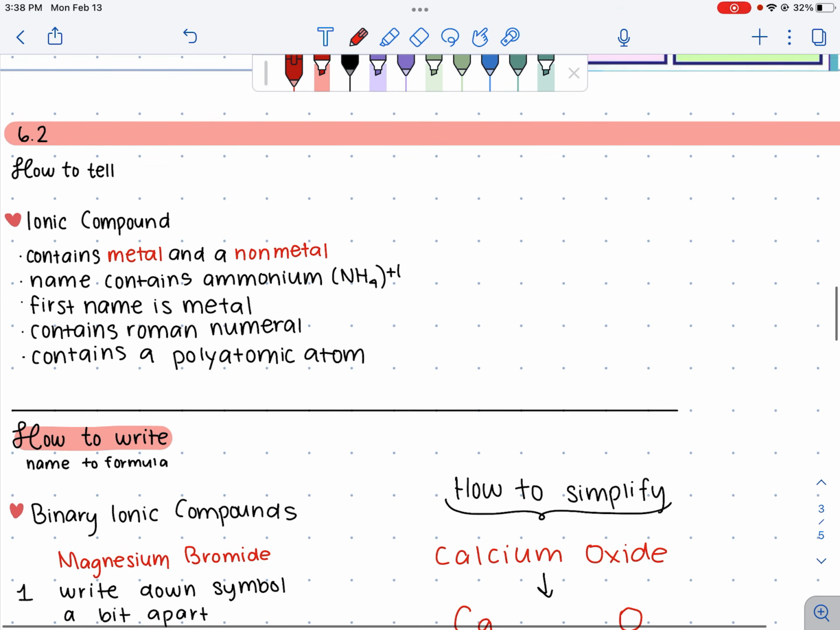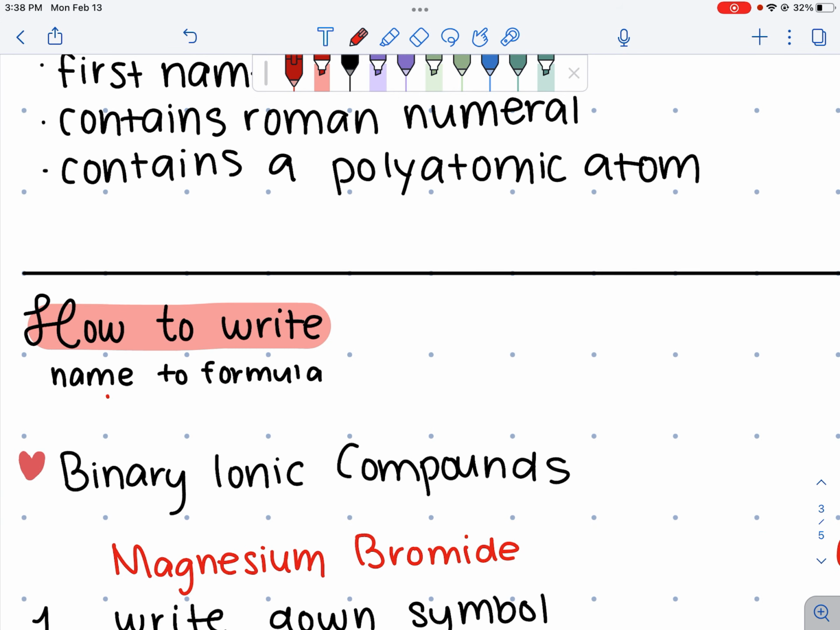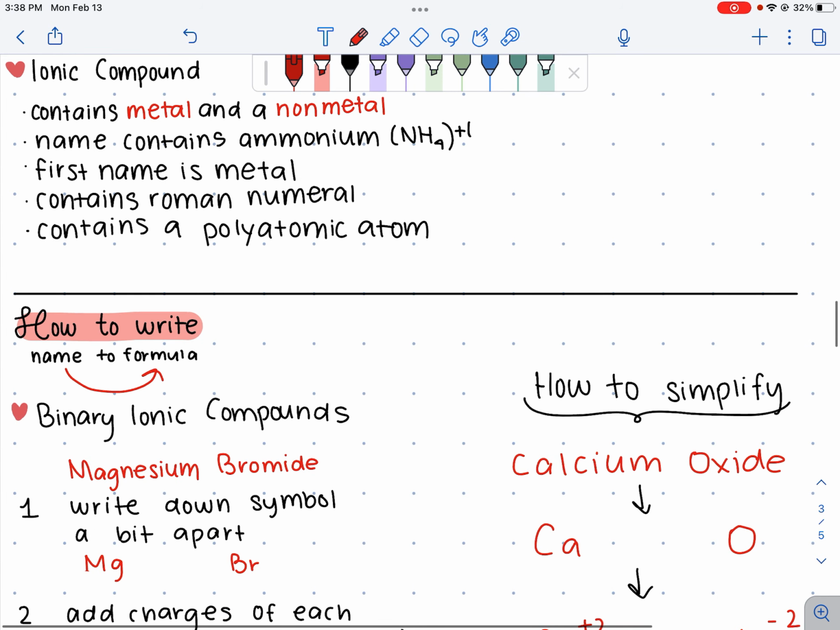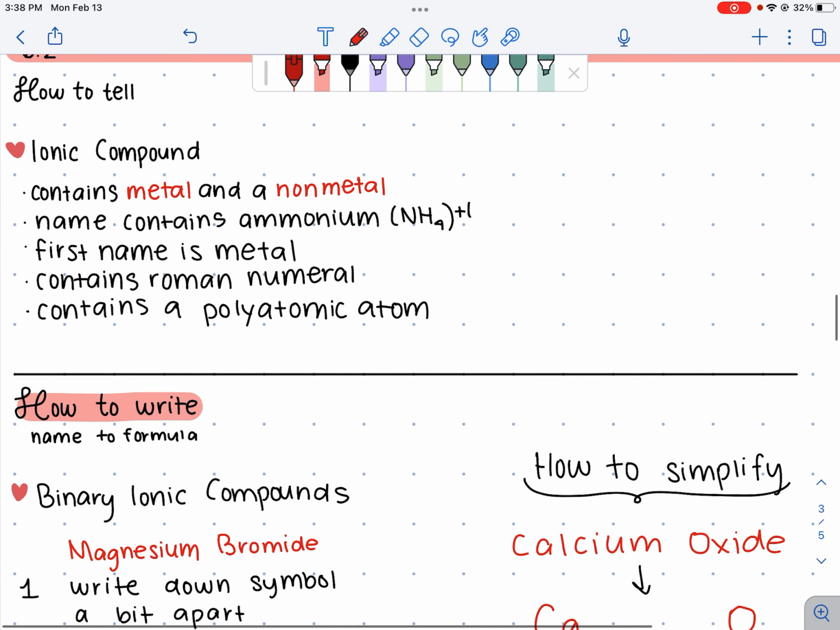This is because now we are going from name to formula, right? Not formula to name. So when it is in its name form, it will have the Roman numeral there, so it's going to be really easy to tell.